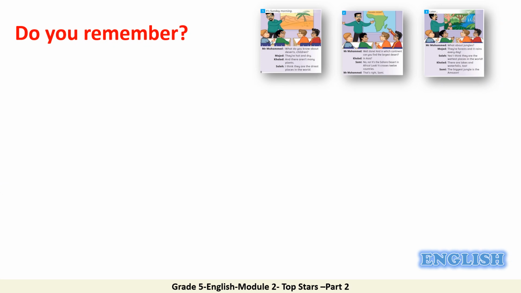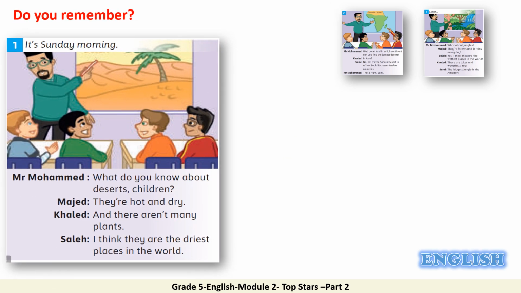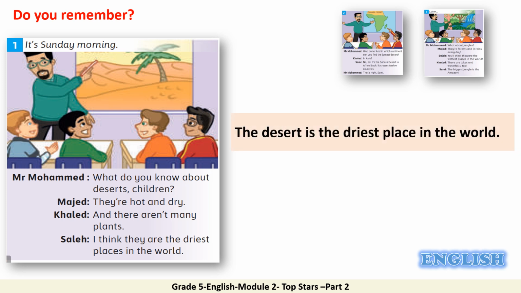Do you remember the story we read yesterday? In the story, the teacher talked about different places and compared between them. Let's look at the first sentence in frame 1. The desert is the driest place in the world.